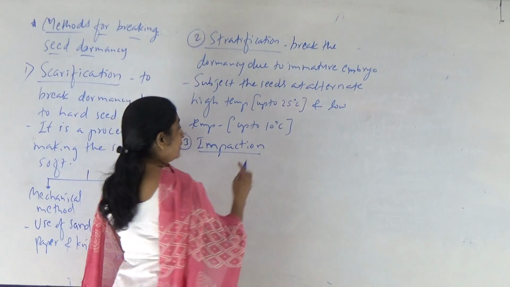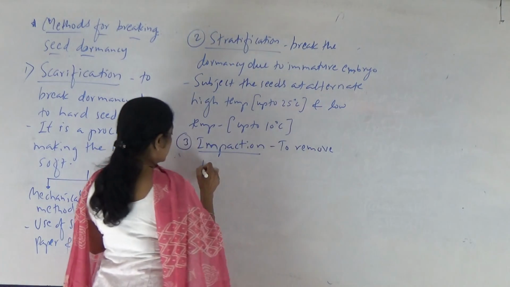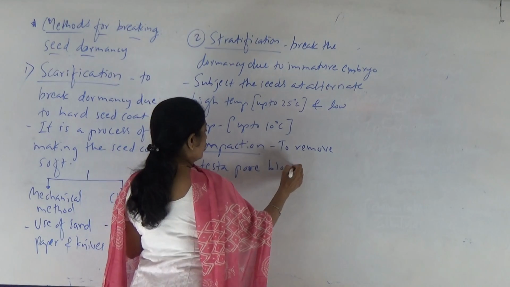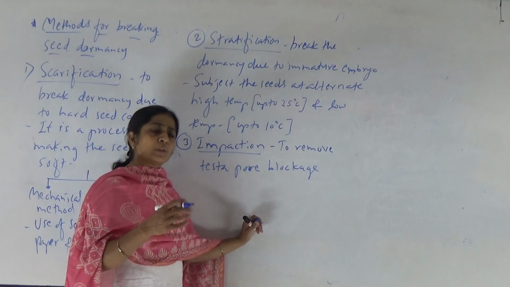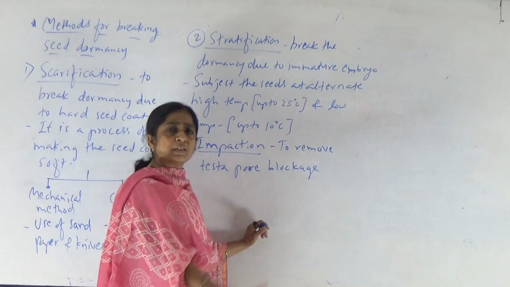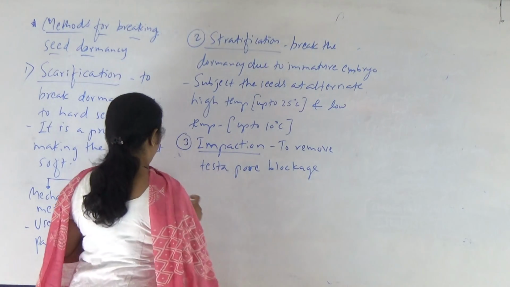So it is the method to remove testa pore blockage, and the method is known as impaction. Once the testa pore blockage is removed, water enters into the seed during germination, and seeds are able to germinate. Okay, so this is impaction.